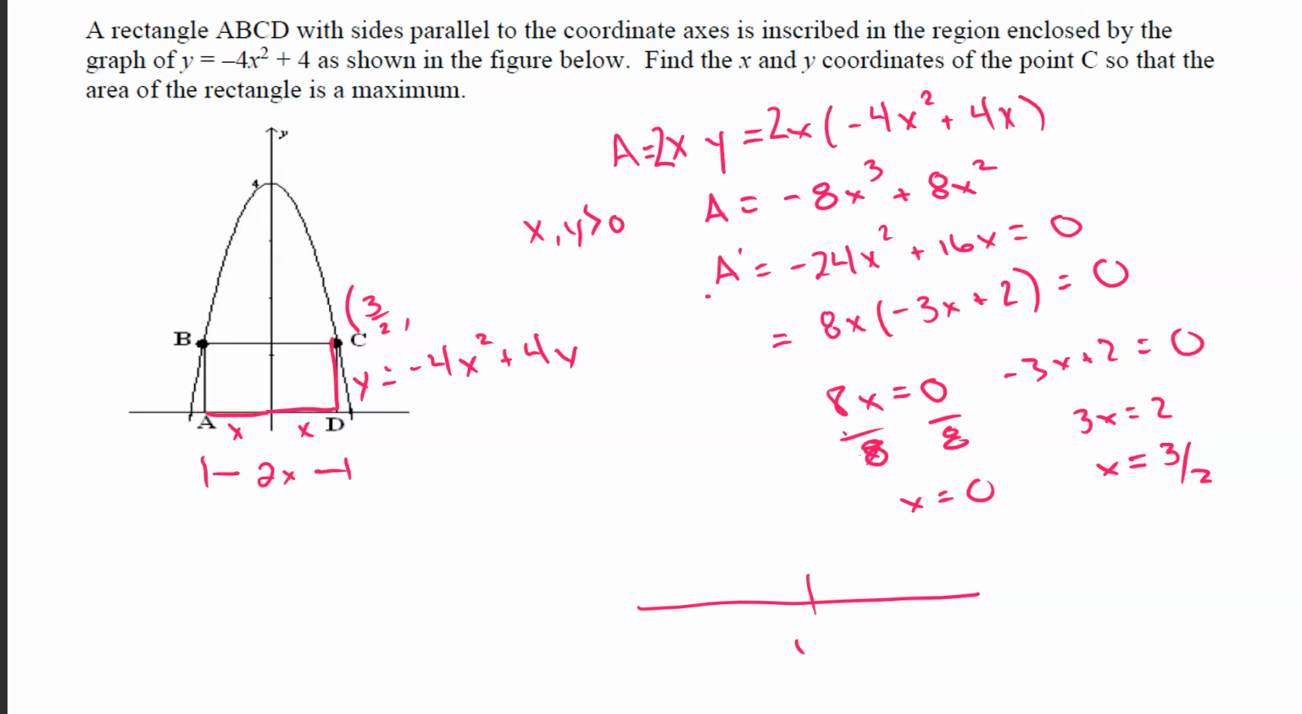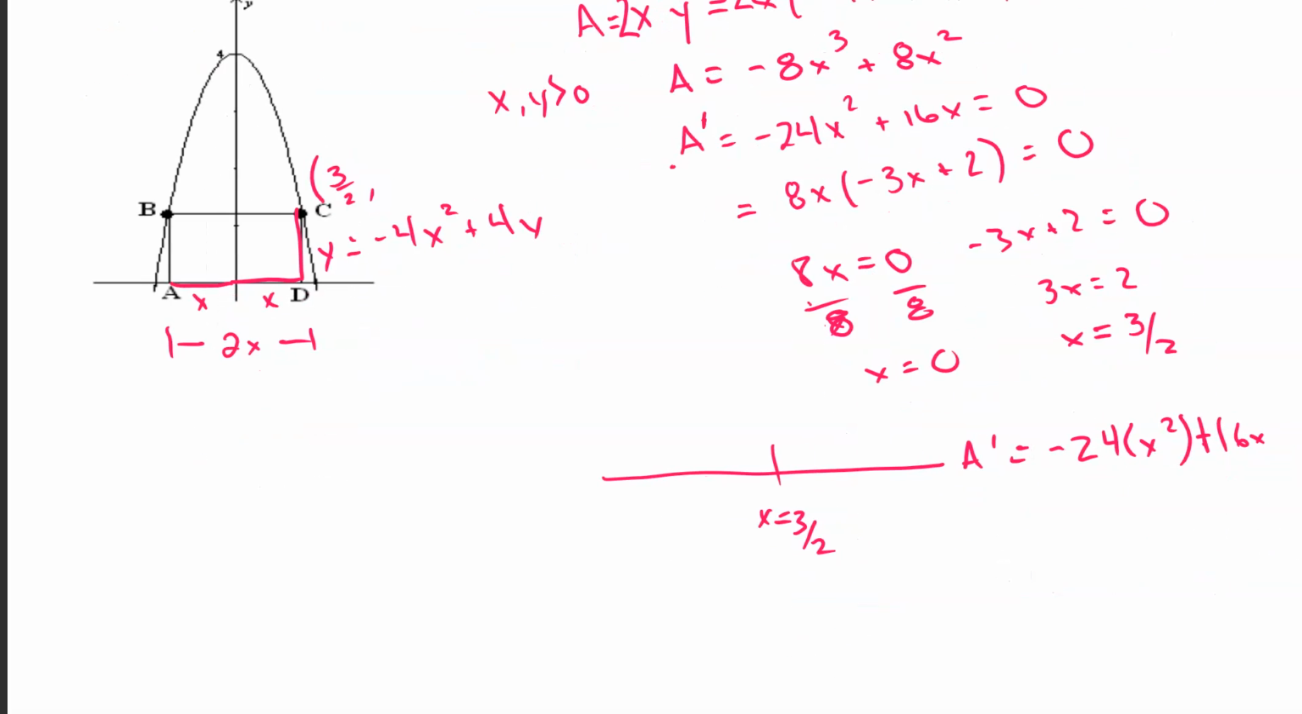All right, so we've got x equals 3/2, and we're looking at our derivative area equation, which is that negative 24x squared plus 16x. All right, I'm going to use 2 and 1. So I've got negative 24 times 1 squared plus 16 times 1. Negative 24 plus 16, which is negative 8.